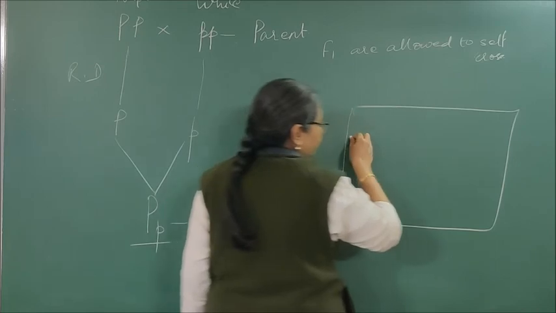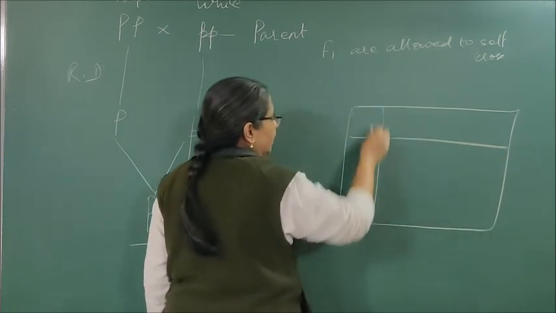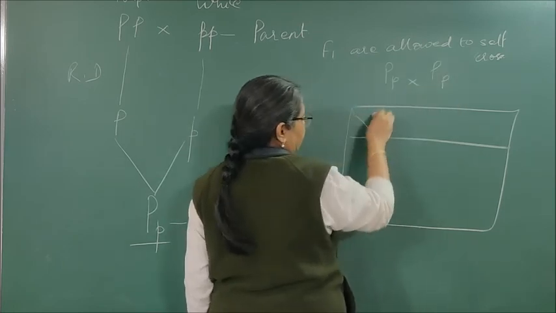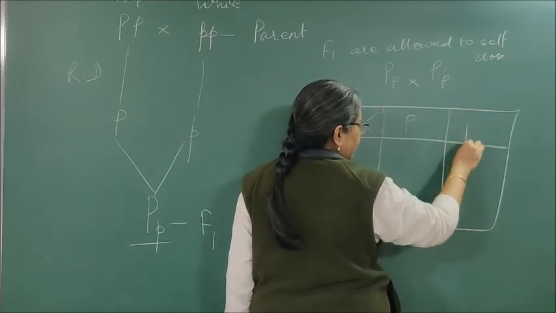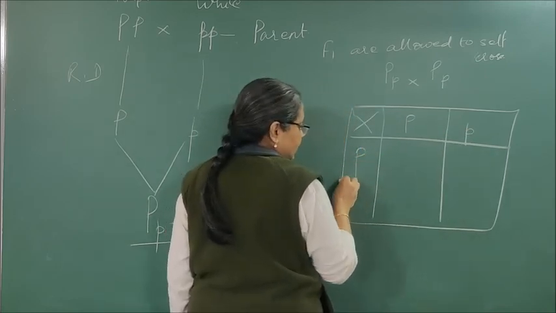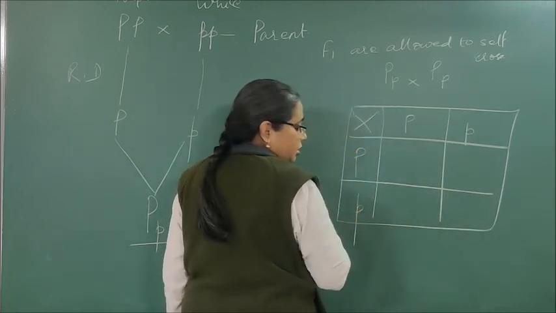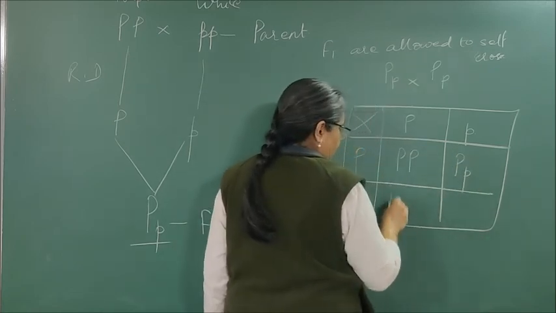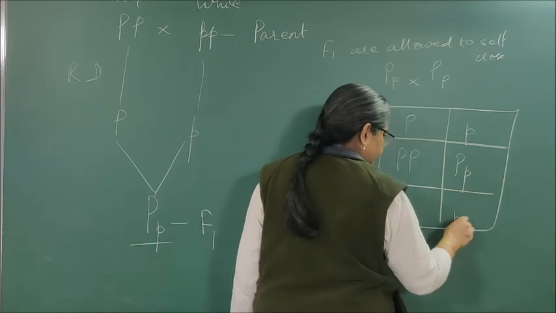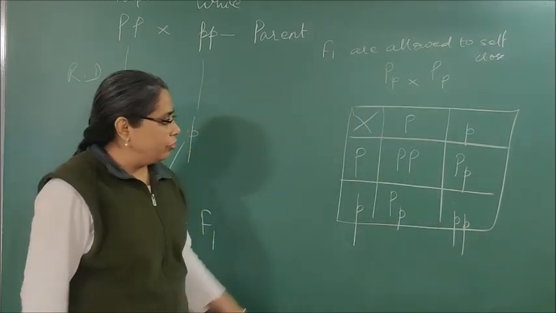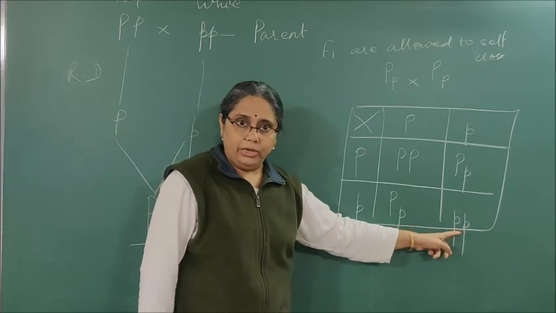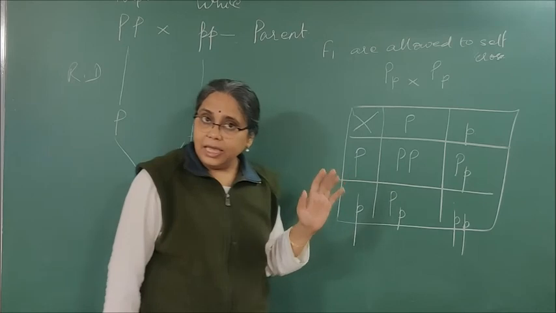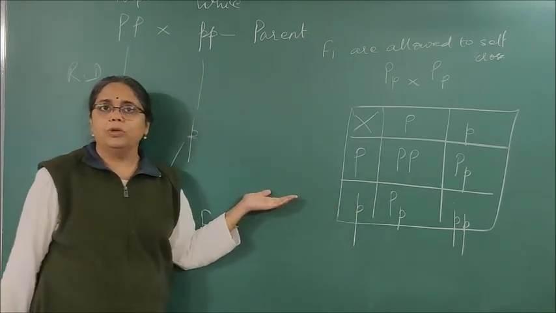Using what square? Punnett square. So how do we do the Punnett square? Same thing, we will take Pp into Pp. So this is capital P, one gamete is small p, another gamete is capital P, and one more is small p. So you get PP, Pp, Pp, pp. So you write monohybrid ratio 3:1, genotypic ratio 1:2:1.